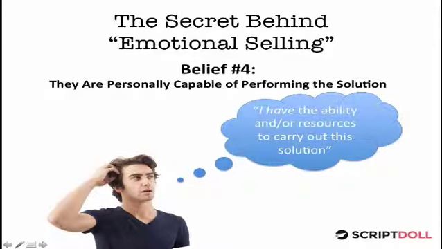Cool. All right, so then we get on to belief number 4, which is the final thing in your checklist, and this one's really important and not something that people always think about. The final thing that you want people to believe is that they're personally capable of performing the solution. So you want them to know that they have the ability or resources to carry out the solution.